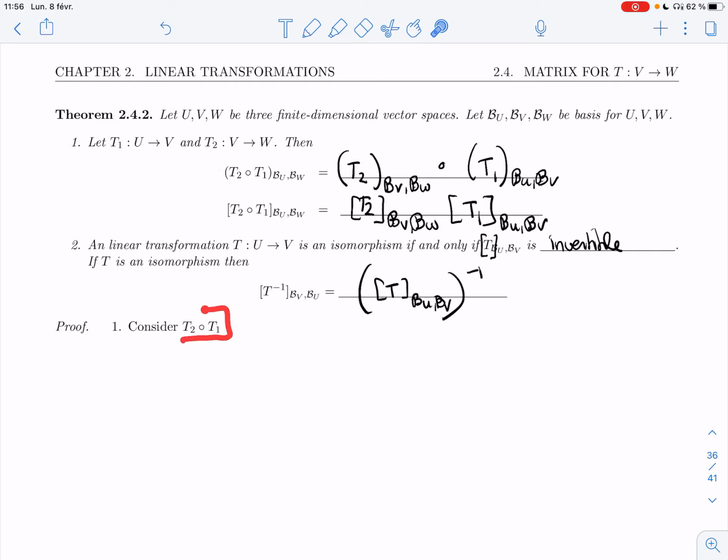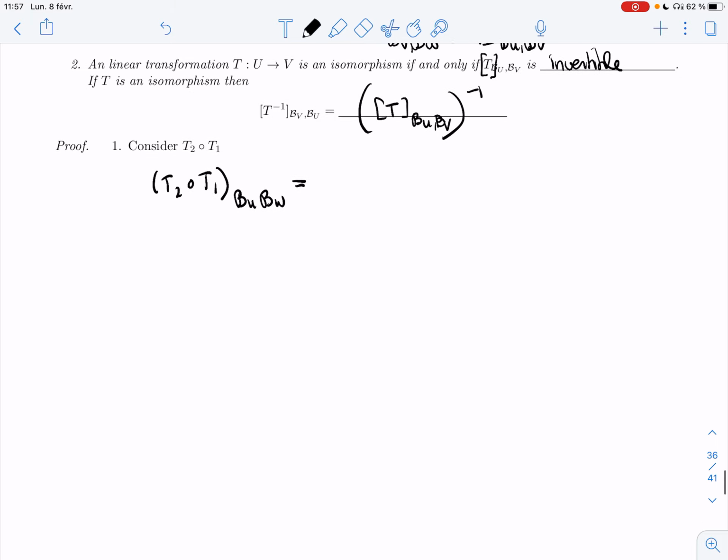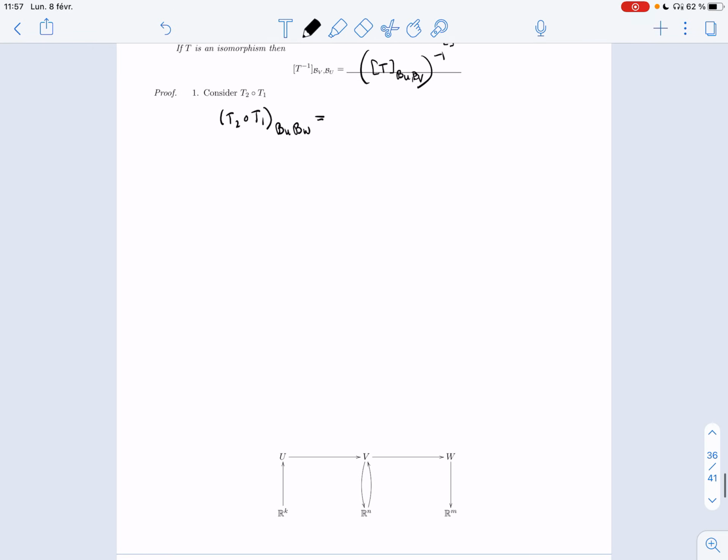I'm going to look at T2 composed with T1. I'm just going to use the definition to write out what this map is. I have a diagram underneath here to help us follow because this is a bit confusing. I want T2 composed with T1. This is T1, this is T2.